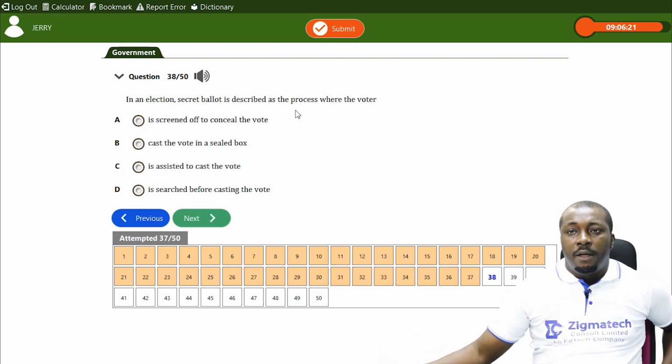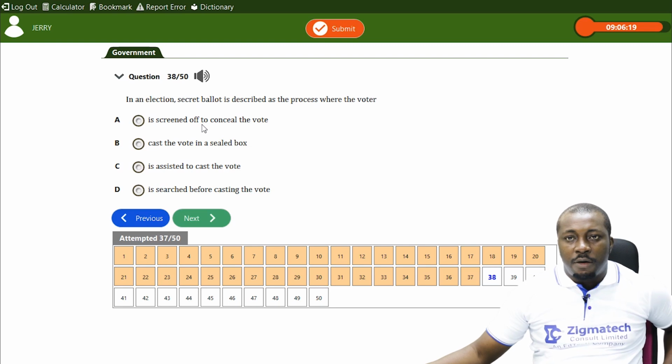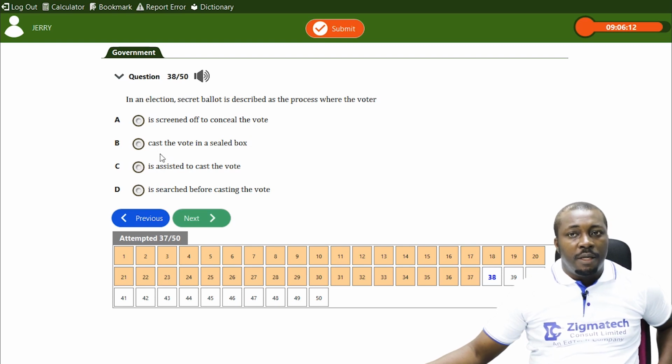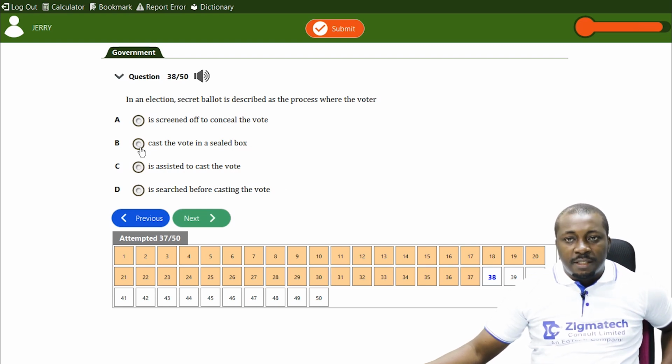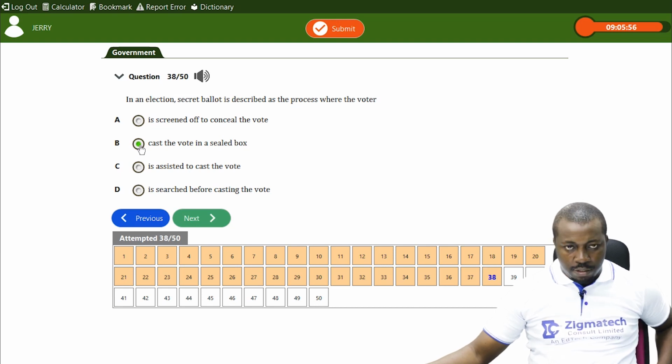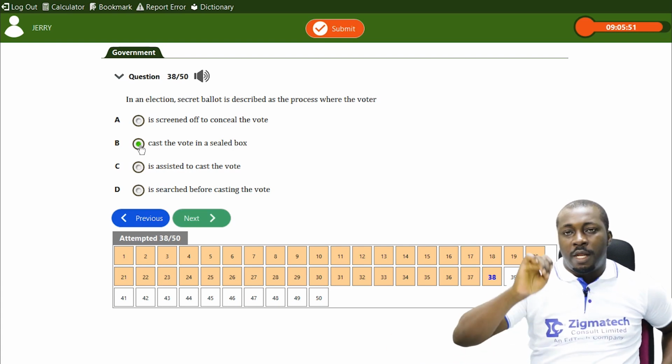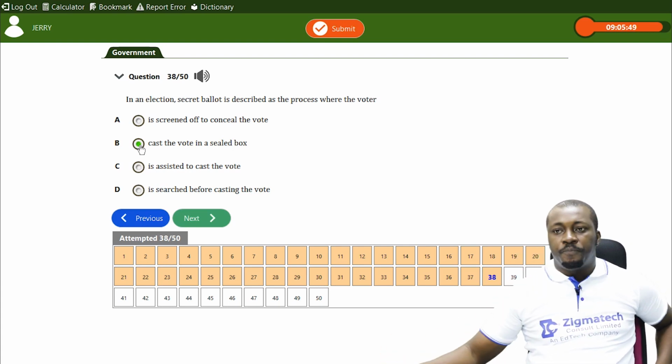Now, in the process, A, the voter is screened off to conceal the vote. You screen off the voter. B, cast votes in a sealed box. C, is assisted to cast the vote. D, is searched before casting the vote. Casting the vote in a sealed box, that is the ballot box. That seal will make you not know the option, the choice of the voter.